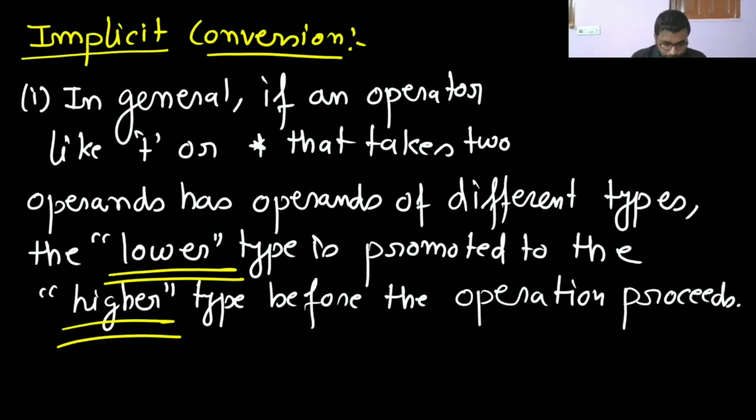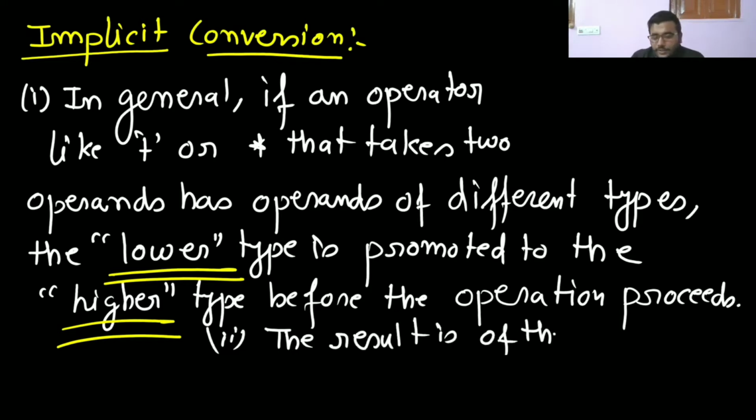Now, what is going to be the result type? The result is of the higher type. Now I will give you all the rules on how, by seeing the operands, this conversion is going to happen.